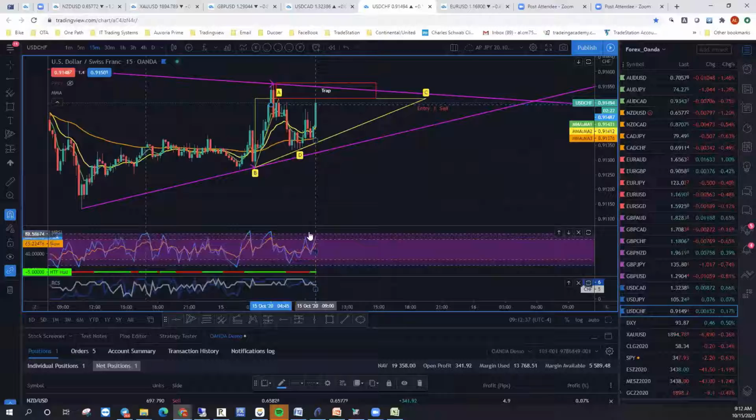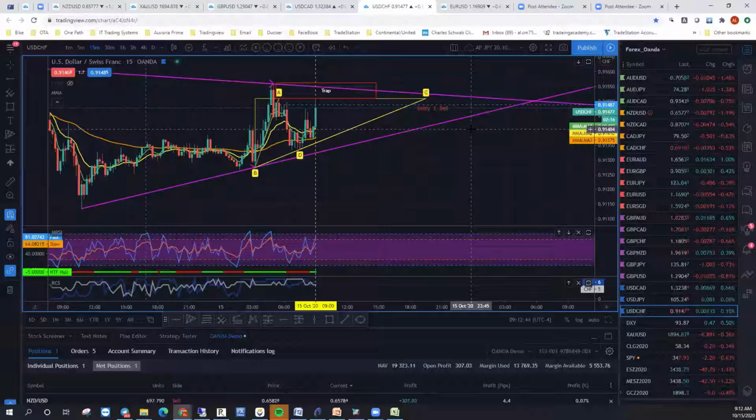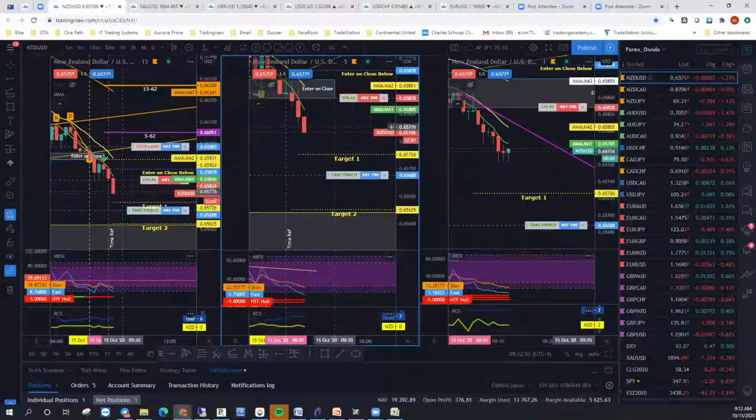91.55 maybe. 91.55, yep, that would be about right. Yeah, that's the top of my big wedge. So that's a strong trend line I made. So that's going to be your point of rejection if there's going to be one.